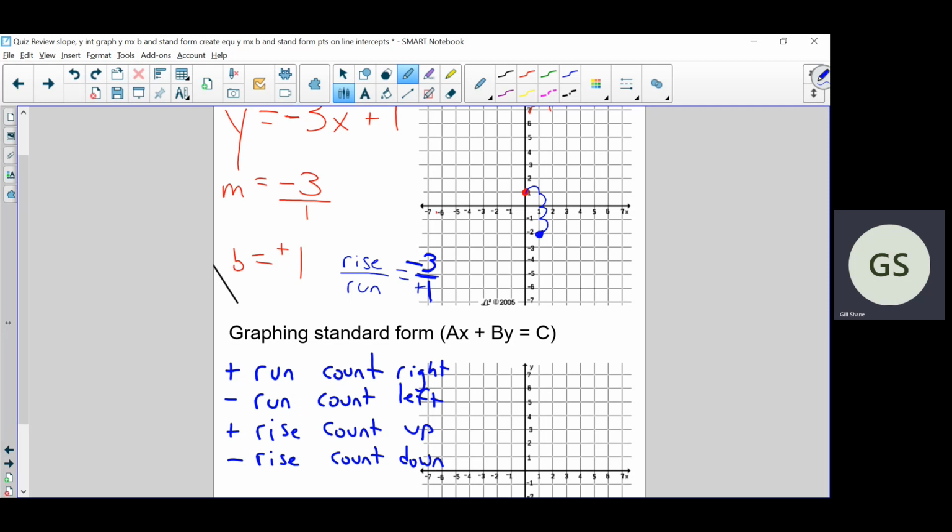You could continue that pattern if you wanted to. Go right 1, down 3, right 1, down 3.